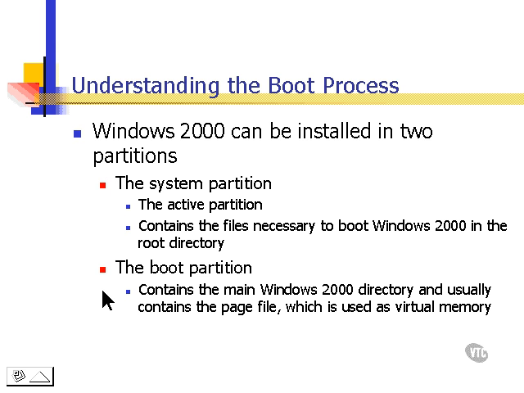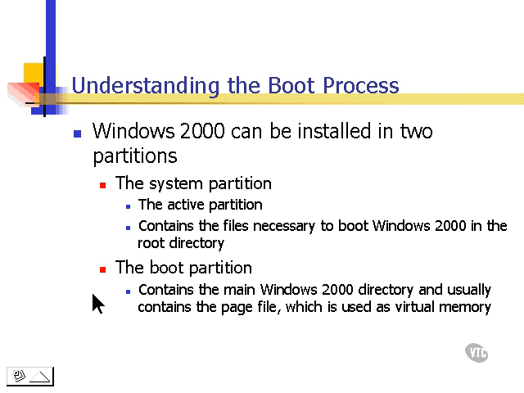The boot partition contains the main Windows 2000 directory and usually the page file, which is used for virtual memory. So in other words, the system partition contains the files that are required to boot Windows 2000. The boot partition contains the files that are required to run the operating system. And although that seems backwards, it's definitely worth remembering.